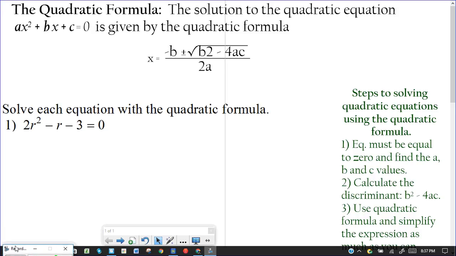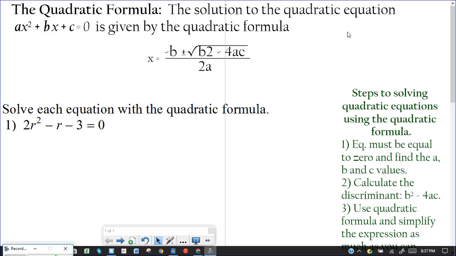Okay, this video is about using the quadratic formula. The solution to the quadratic equation ax squared plus bx plus c equals 0 is given by the quadratic formula, and that is the quadratic formula. Like I told you, there's no need to memorize it because when I give you a test or a quiz, you're allowed to use your notes.